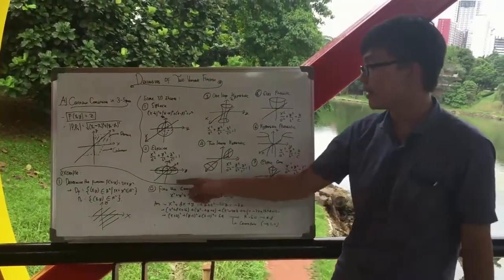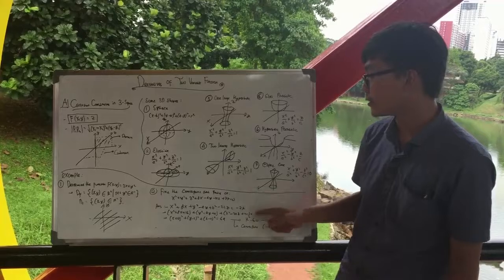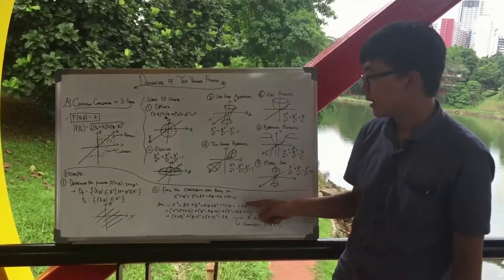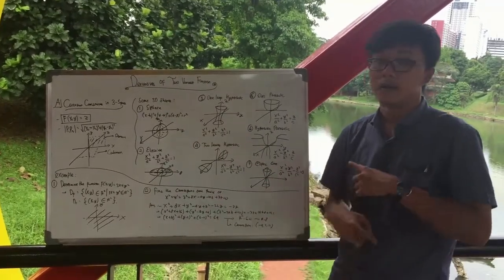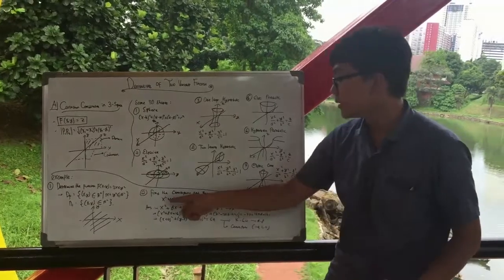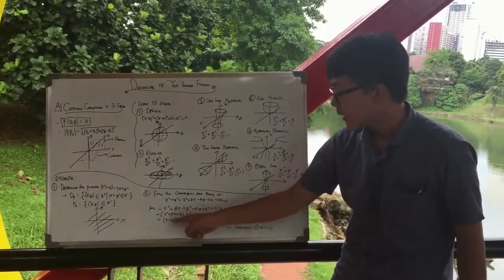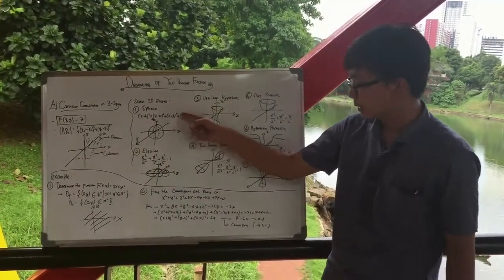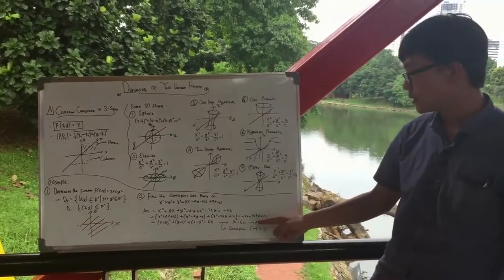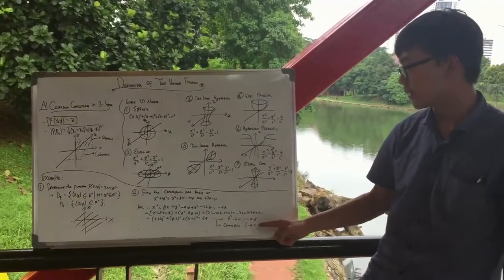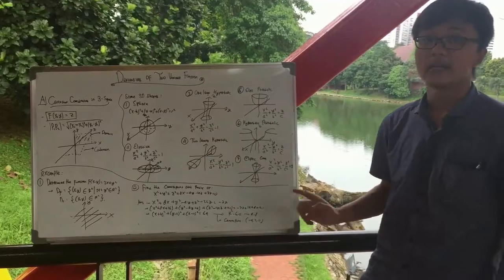And the second one, find the central point and radius of this function, and we can substitute this function into the general function like this, and we get the radius is 8 and the central point is (-4, 2, 11).